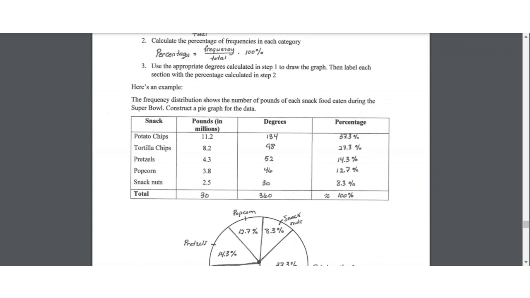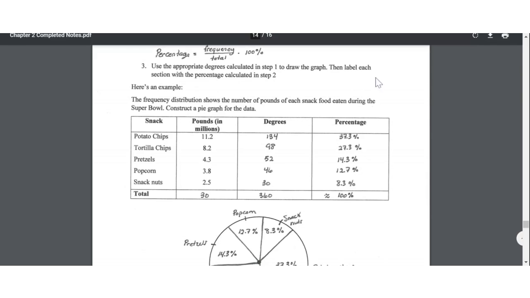So, and then for snack nuts, 2.5 divided by 30 again, that'll give us 0.08333. So times that by 360, and we get 30 degrees. Exactly. And then to find the percentage, I just take that 0.0833333 and multiply by 100, and that'll give me 8.33333. That's how I got that.